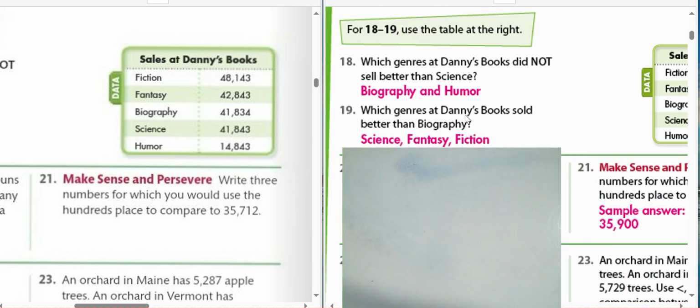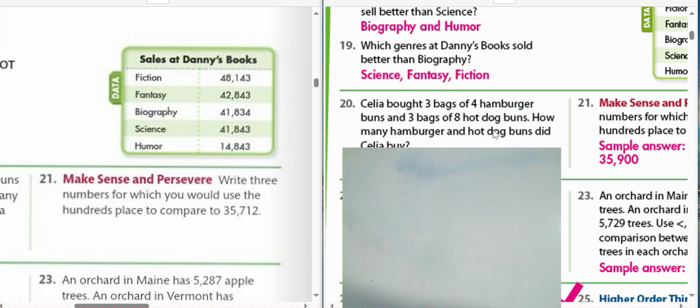Which genres of Danish books sold better than biography? Look here, better than means more than about the salary. More than science, more than biography, like science and fantasy and fiction. We must write this, because all the numbers here, the salaries of Danish books, are greater than this number. He won't find any here better than biography.